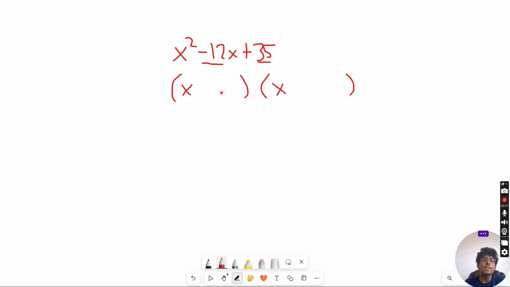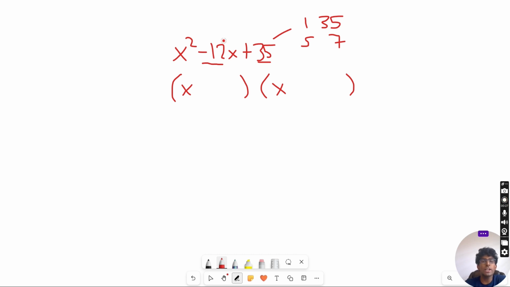So that means that our two factors are going to multiply together to give us positive 35. So let's first go over the factors of 35. What factors do we have? Well, 1 and 35, and 5 and 7. Those are the only factors we have for 35. Obviously, 7, 5, 35, and 1, but those are the only unique factor pairs that we have.